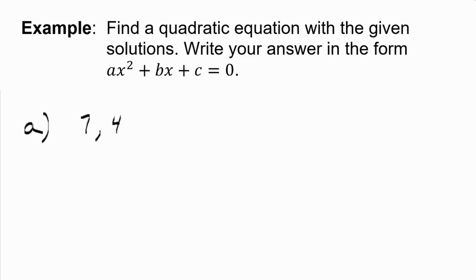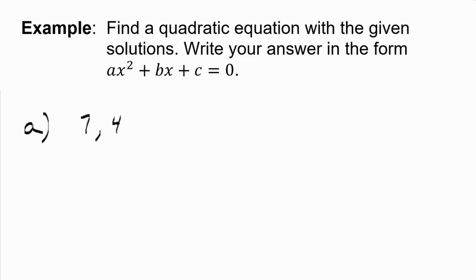Find a quadratic equation with the given solutions. Write your answer in the form ax squared plus bx plus c equals 0. So we're going backwards here, you guys. We're going exactly backwards. Given the solutions, can you come up with a quadratic equation that has those numbers as solutions?